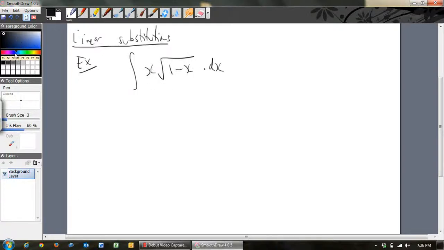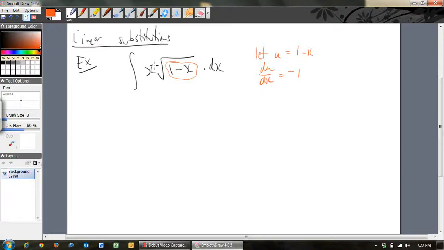But what happens is that when you have an inside function that is linear, what you can do is try and make a linear substitution, and I'll show you what I mean by that. So if we say let u be equal to 1 minus x, then we have du dx is equal to negative 1. But also, we've got this x sitting out here.